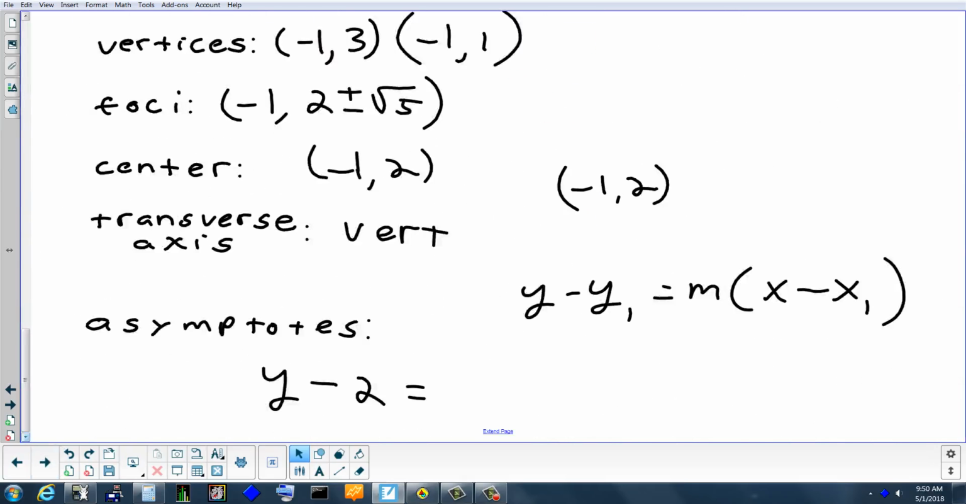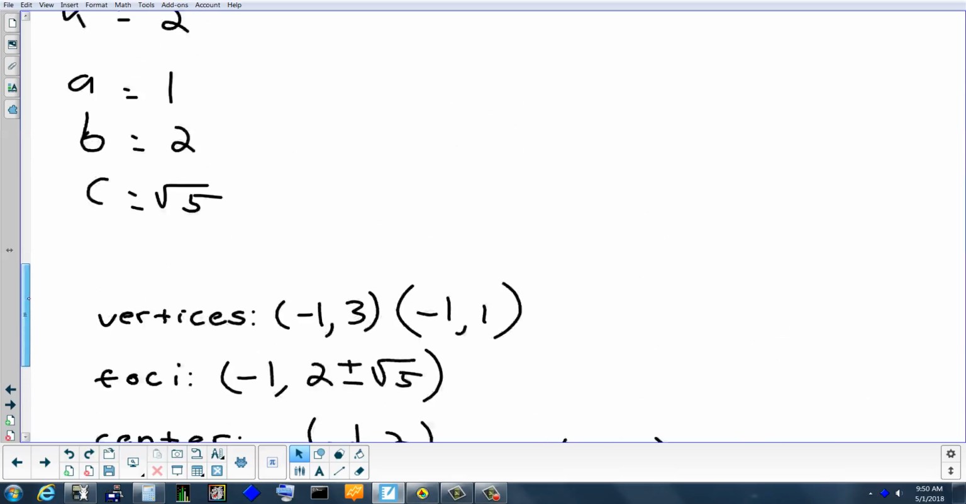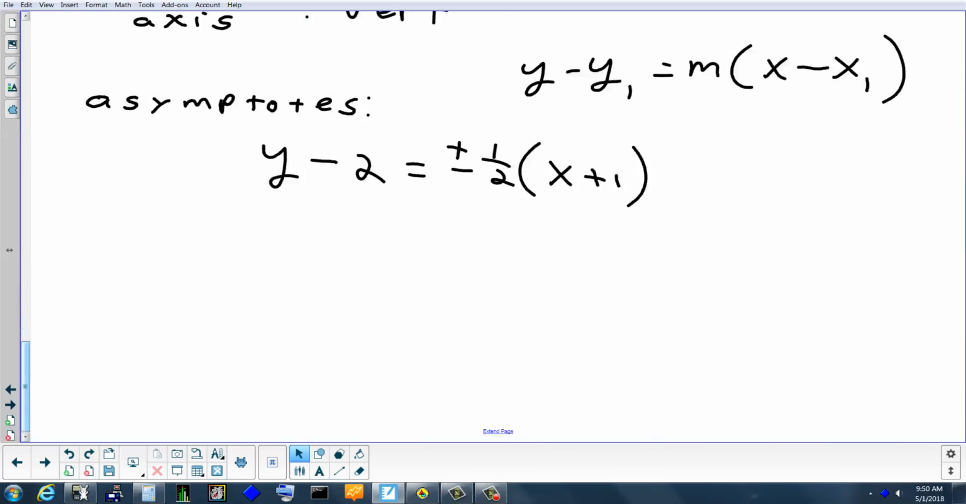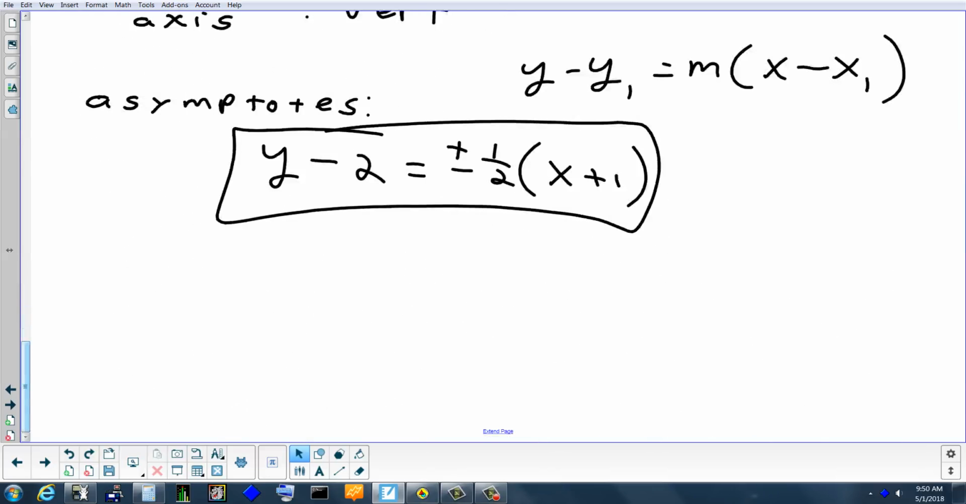vertical is a over b, that's your slope. So 1/2 times x minus, now you need the other part of the coordinate, -1. And there's the equation of your asymptote in point slope. If you wanted it in y equals mx plus b, just distribute out the 1/2 as a positive and add 2, and then distribute out the 1/2 as a negative and add 2.